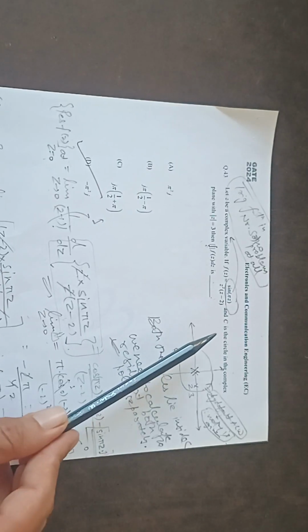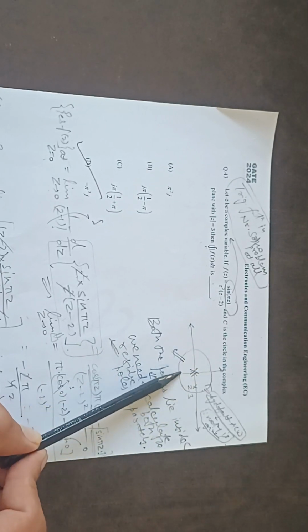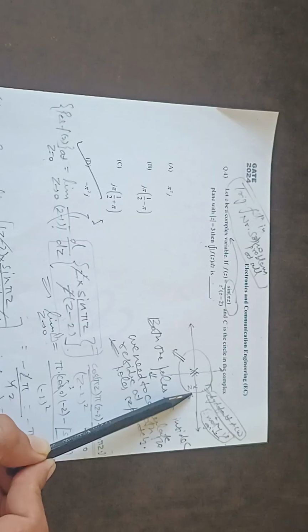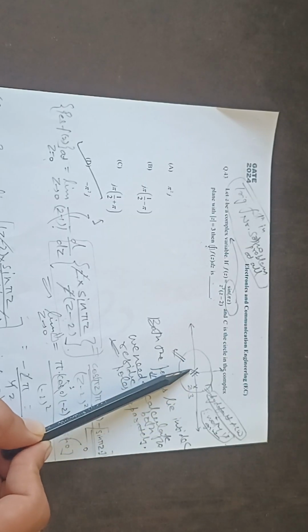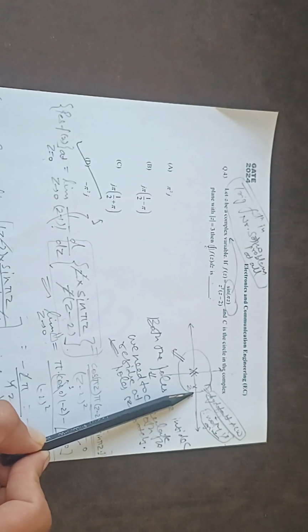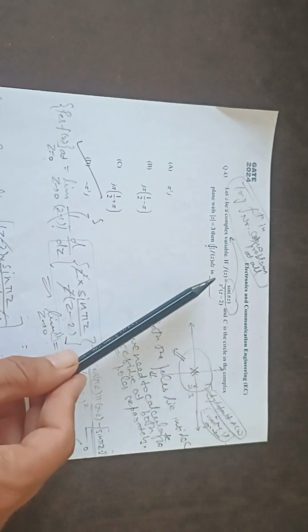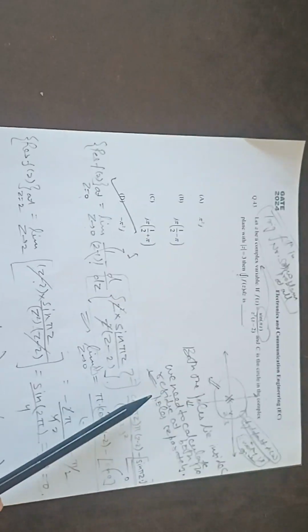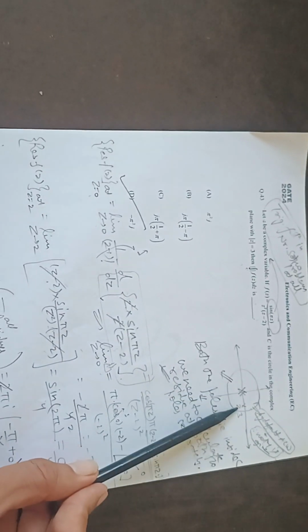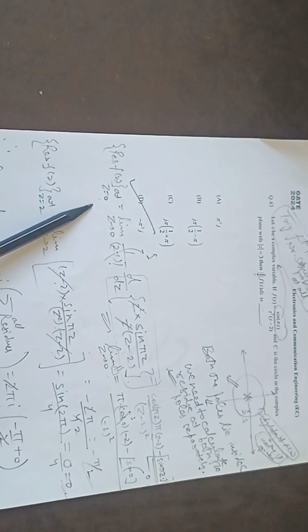So here first we need to draw this circle mod z equal to 3, and we see both the poles are inside this circle, so we need to find the residue at both of them. We take the direction as anti-clockwise because nothing is given. So we find the residue at z equal to 0 and z equal to 2. First we find the residue of f at z equal to 0.